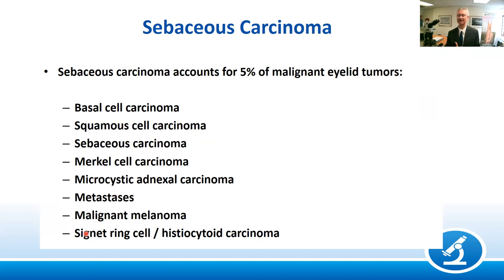Here's a list of the main tumors you will see in the eyelid. The top four, without doubt: basal cell, squamous cell, sebaceous, and then Merkel cell. Also in the eyelid, though, beware of the microcystic adnexal carcinoma, metastases to the eyelid, and malignant melanoma, very rare in the eyelid, more common in the conjunctiva. Why that is, I guess we can discuss that. And then there's also this other exotic lesion. I've seen two or three cases over the years of signet ring cell histiocytoid carcinoma of the eyelid.